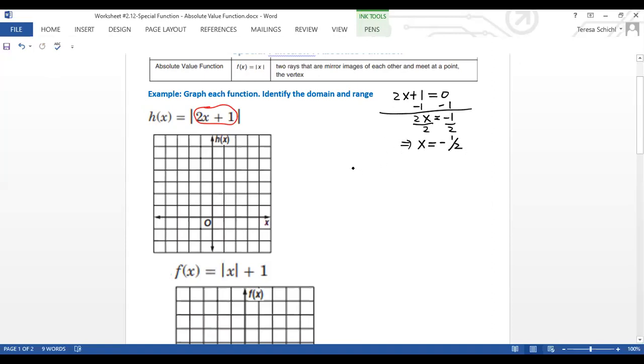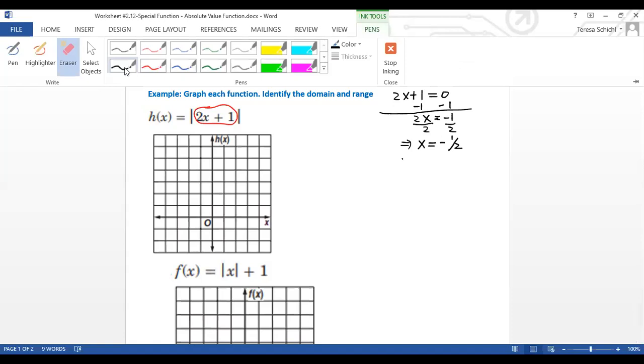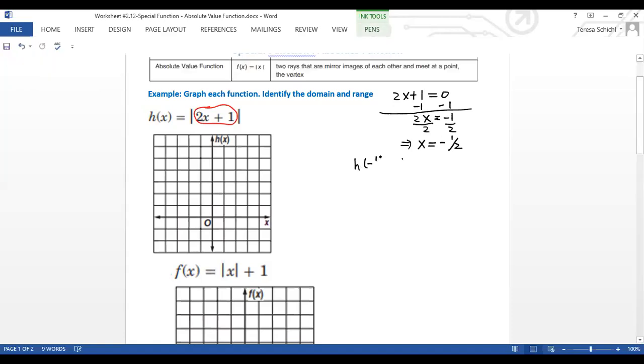Right? So now h of x, when x equals negative 1/2, we can do it like this. You will say h of negative 1/2 is equal to 2 times negative 1/2 plus 1. So it's negative 1 plus 1. So what is here? It's 0. Okay, so I found my corner point. The corner point is at negative 1/2. So it's right here. So far, so good.